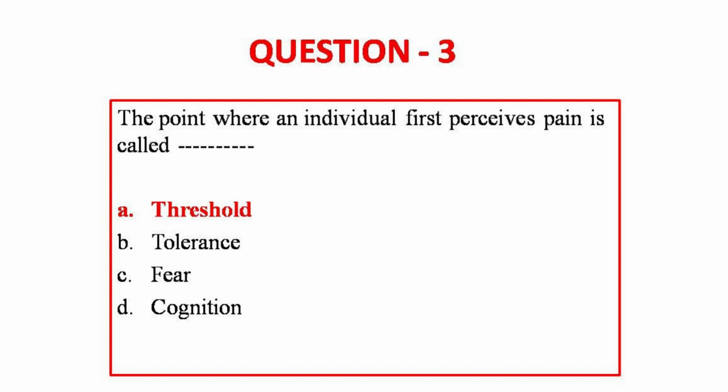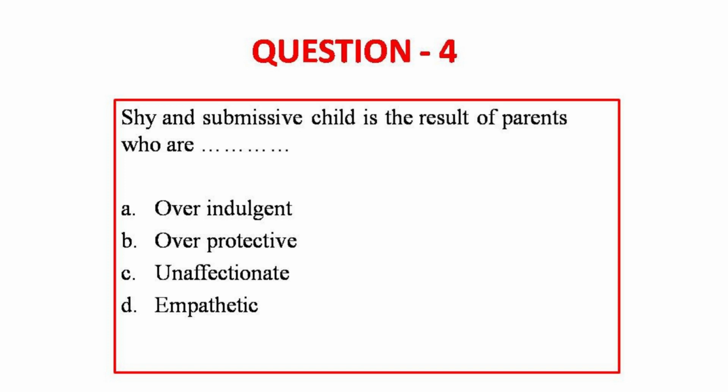So moving on to question number 4. Shy and submissive child is the result of parents who are, they've given 4 options: over-indulgent, overprotective, unaffectionate, empathetic. The answer to this question is option B, overprotective.